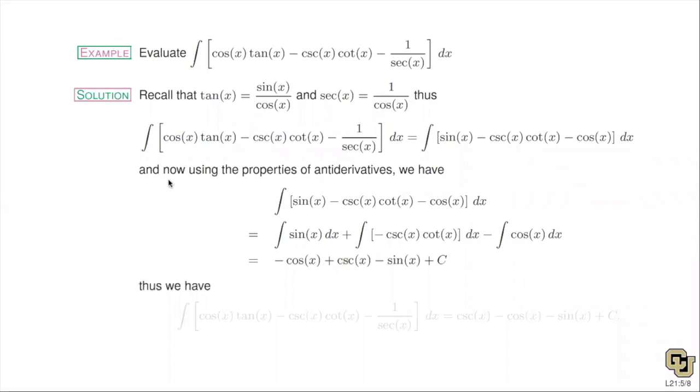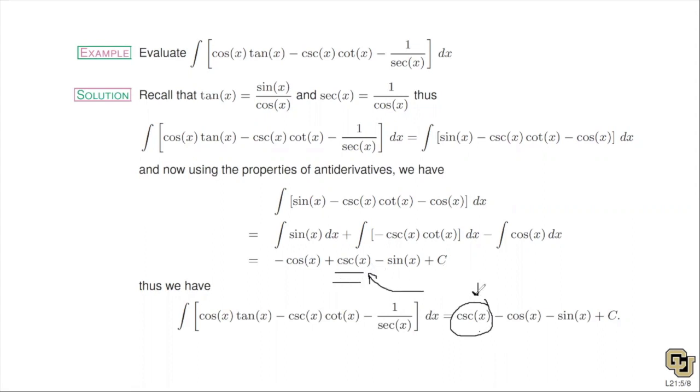So here's my final conclusion: the antiderivative of cosine times tangent minus cosecant times cotangent minus 1 over secant is cosecant minus cotangent minus sine plus c. Again, in your slides, you might have a cotangent here, but that's wrong. It should be a cosecant. So I had a typo in these two places in the slides I sent you. I'll go in for a tune-up and get that addressed.